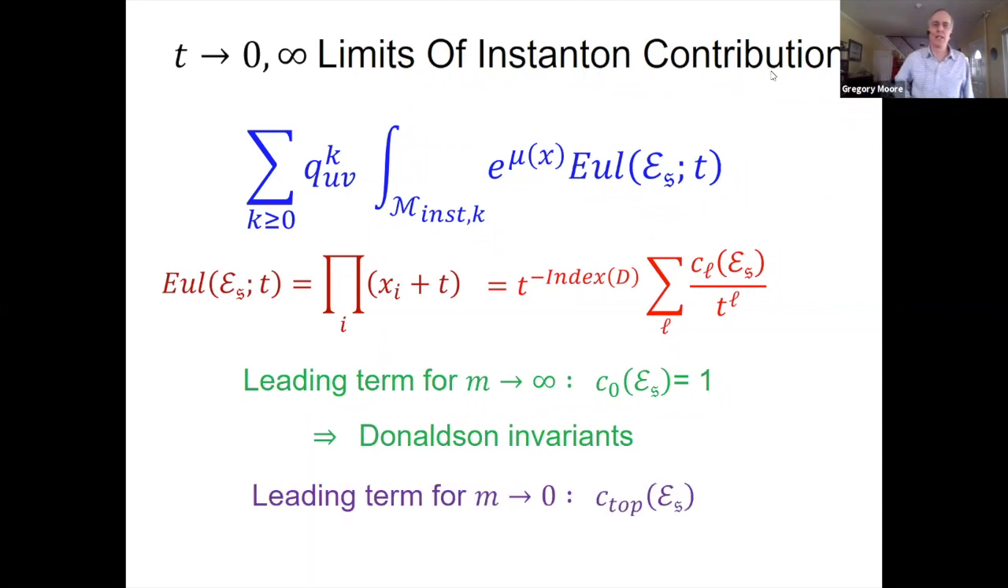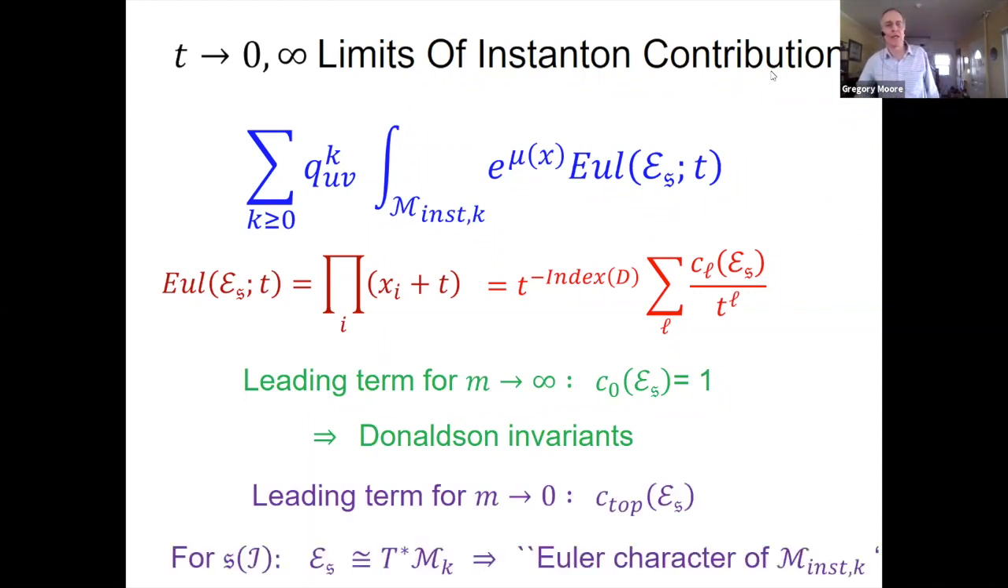On the other hand, if I take m to 0, then I get the top Chern class. And if I take the spin-c structure determined by an almost complex structure, then this bundle E is the cotangent bundle of the moduli space. So if I take m to 0, I should get something like the Euler character of the instanton moduli space.